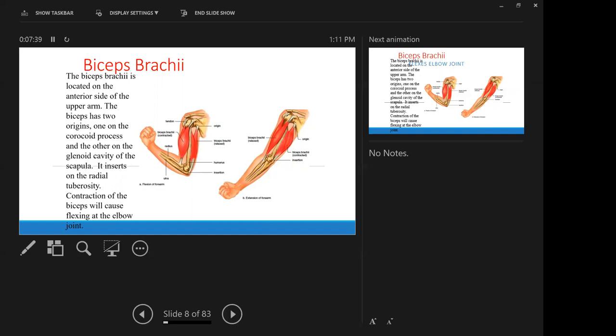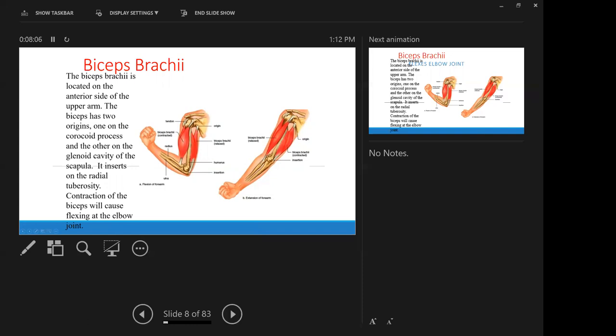It inserts on the radial tuberosity of the radius. Now, the radial tuberosity is that little bump on the radius just below the neck of the radius. And so it inserts itself here at the radial tuberosity, right there. There's the biceps. Its origins on the scapula. Its insertions on the radial tuberosity.